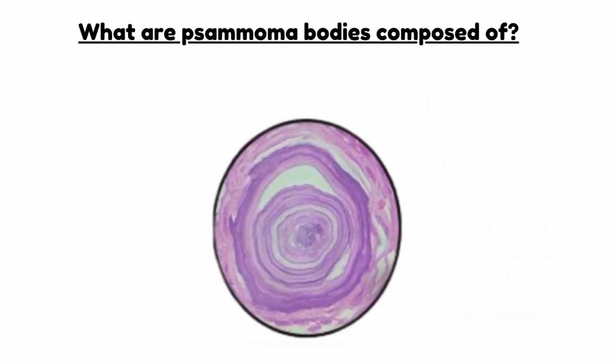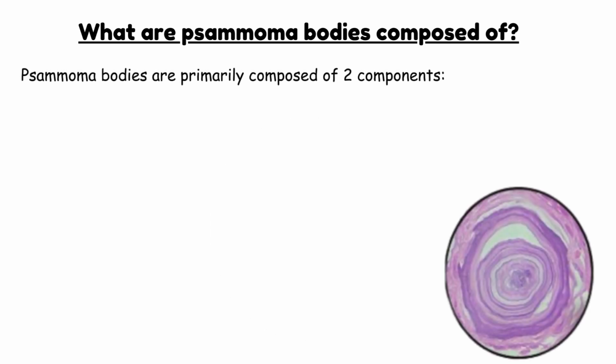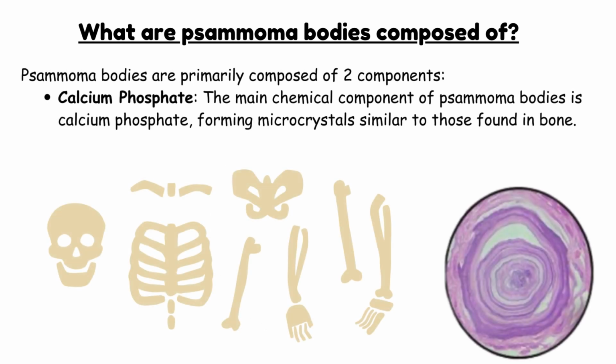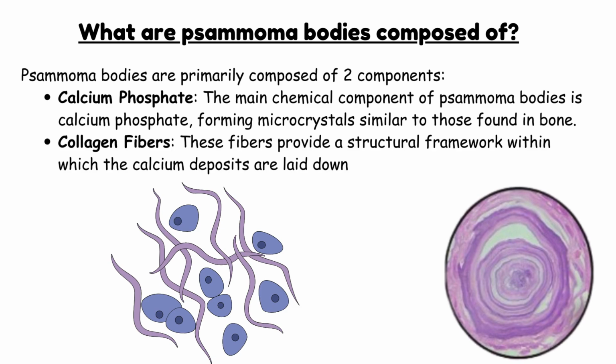What are Psammoma bodies made of? Psammoma bodies are primarily composed of two components: calcium phosphate, the main mineral component, forming microcrystals similar to those in bone; and collagen fibers. These fibers provide a structural framework within which the calcium deposits are laid down.